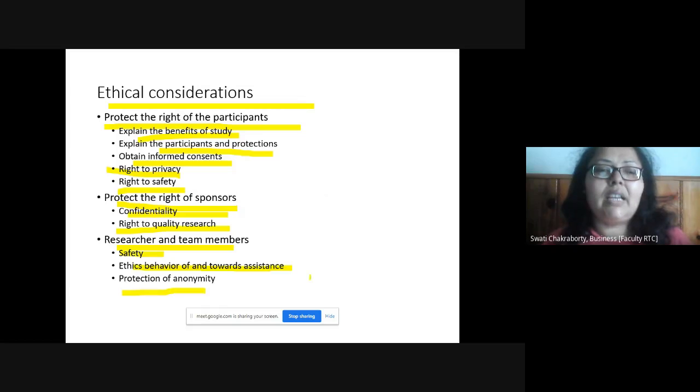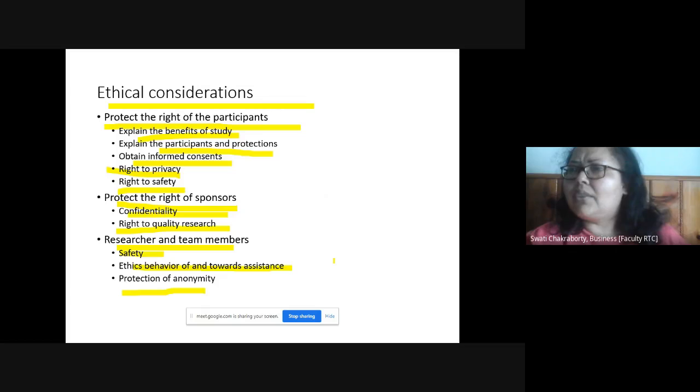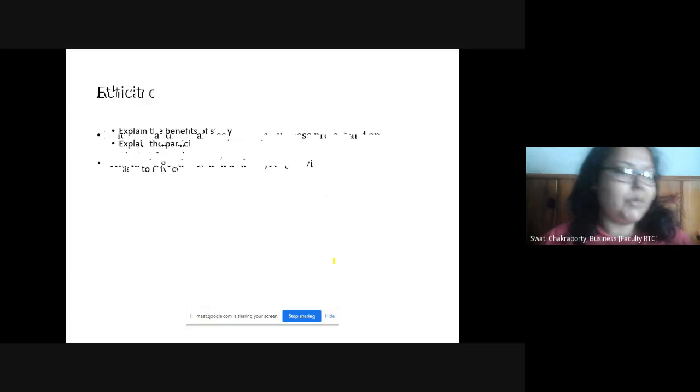Protection of anonymity. You should not say that this person has given this report, that person has given this report, or this person has collected this information. Don't reveal anyone's names. Okay, that's all that we have.